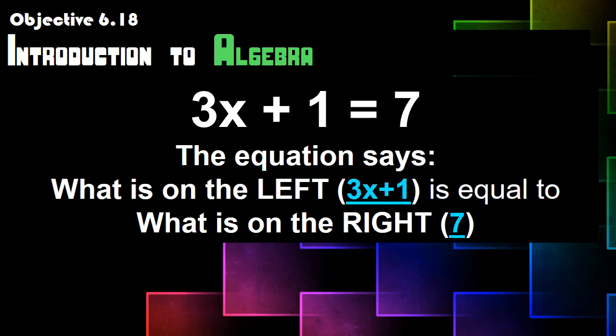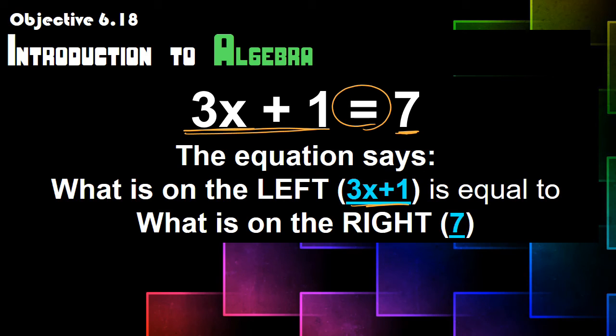So now let's talk about this equation. We have 3x plus 1 is equal to 7. This equation says that what's on the left here, 3x plus 1, is equal to, so we have an equal sign, what is on the right, which is +7.